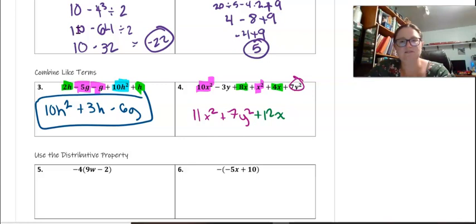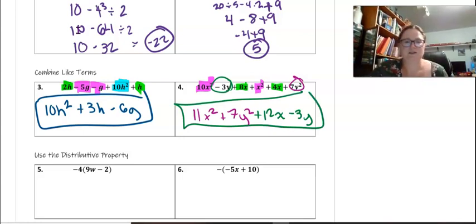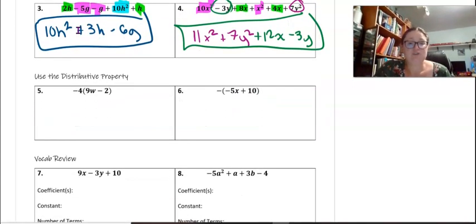And then lastly, we have this negative 3y that's all by itself, so I'm just going to write minus 3y. So that's it. You should get 11x squared plus 7y squared plus 12x minus 3y for number 4. All right, the next two are just distributive property, although it does look like we have some tricky negative stuff that we need to make sure we understand.